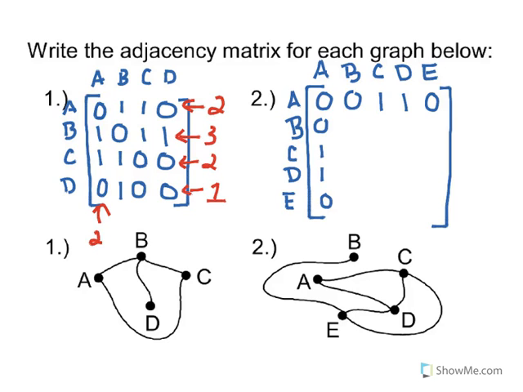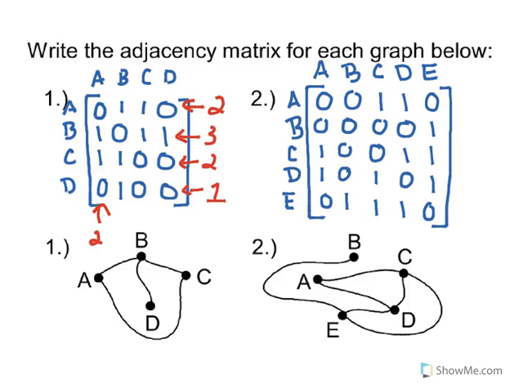Is B connected to itself? No. Is B connected to C? No. Is B connected to D? No. Is B connected to E? Yes. All right, C. Is C connected to C? No. Is C connected to D? Yes. Is C connected to E? Yes. D connected to D? No. D connected to E? Yes. E connected to E? No.